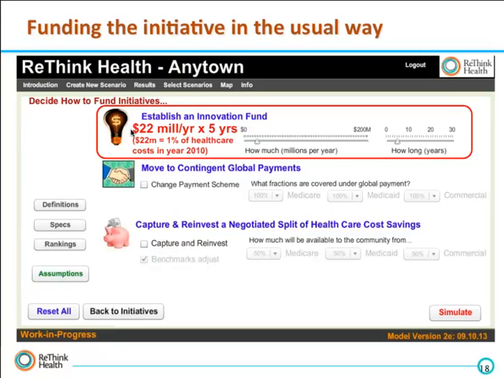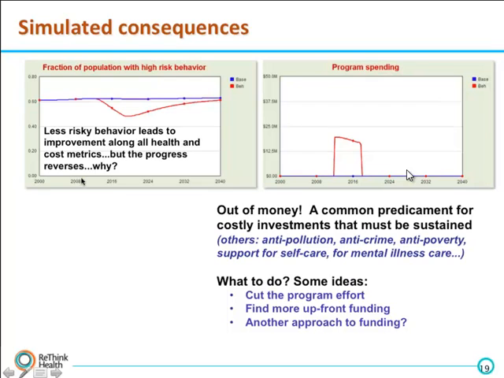And in a moment, I'm going to show you the result of simulating the Healthy Behaviors Initiative funded to the tune of $22 million times 5 years. So what actually happens here? Here is one of dozens and dozens of graphs that are made available in the ReThink Health interface. This is called the fraction of the population with high-risk behavior. This is the prevalence of risky behavior in the population. It's aggregated across all of the subgroups by income and age and so forth.